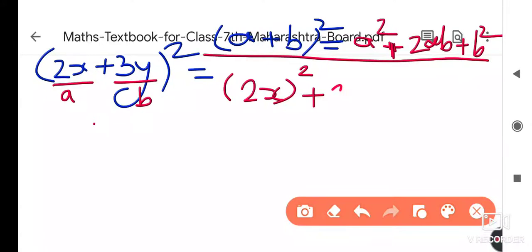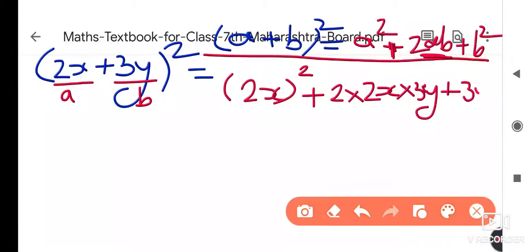Plus 2 into a, from the formula, a means 2x, so 2 into 2x into b. In 2ab there is no sign between the letters, but inside it is multiplication. So b is equal to 3y. Okay, and plus the last term, b square, means (3y) whole square.